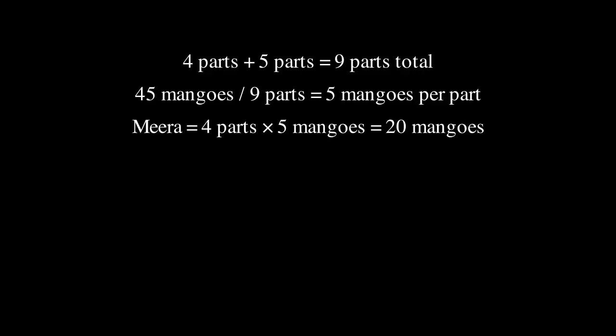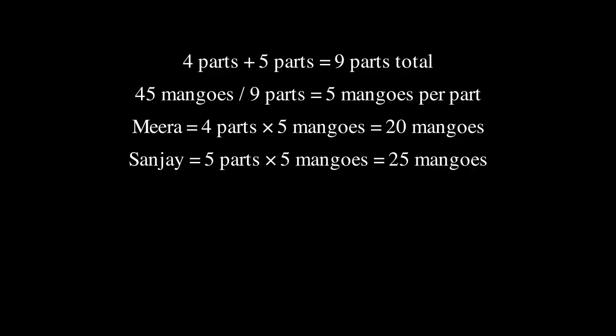Meera has 4 parts, so we multiply 4 by 5 mangoes, giving her 20 mangoes. Sanjay has 5 parts, so we multiply 5 by 5 mangoes, giving him 25 mangoes. 20 mangoes plus 25 mangoes gives back 45, so our split is correct.